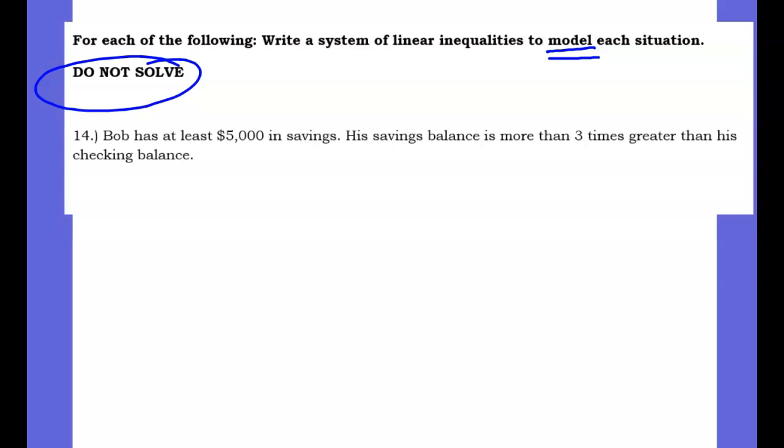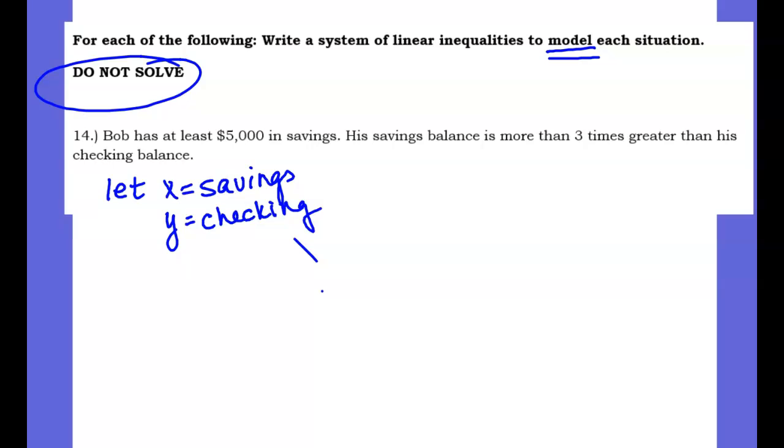Okay, so just like when we did systems of equations, the key to the word problems is the let statement, so defining your variables. Bob has at least $5,000 in savings, and his savings balance is more than 3 times greater than his checking balance. Let's let X be equal to the savings, and let's let Y be equal to the checking. With that, we have 2 variables. We know we're going to need 2 inequalities.